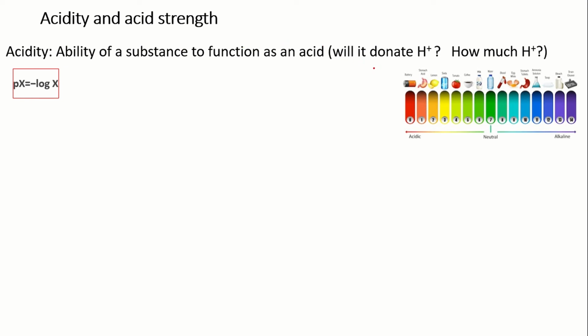Will it donate or not? And how much it will donate. So this is actually based on the concentration of H pluses. Acidity reflects the concentration of H plus.